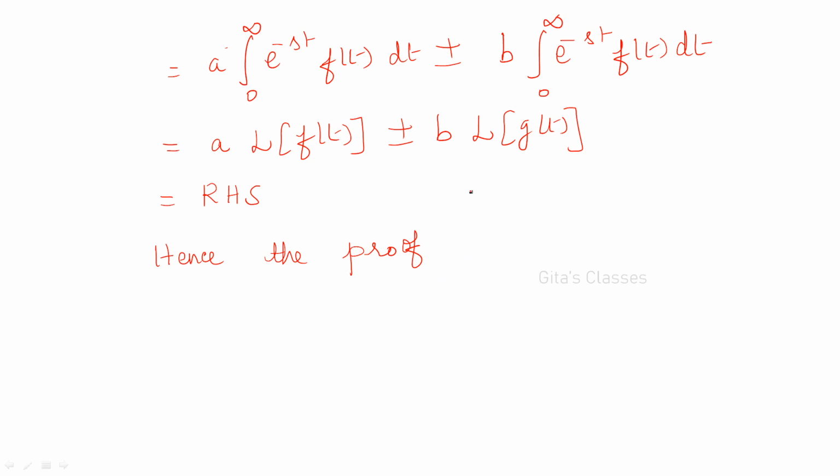By definition again, the integral from 0 to infinity of e power minus st f of t dt is nothing but L of f of t, and the integral from 0 to infinity of e power minus st g of t dt is equal to L of g of t.